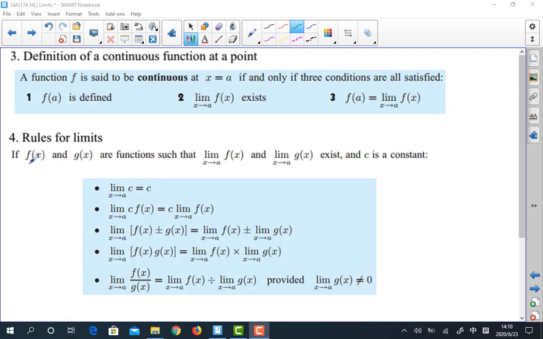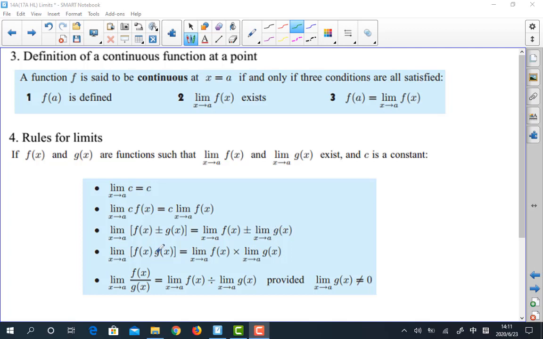Rules for limits. If there are two functions, f of x and g of x, such that the limit of f of x and the limit of g of x both exist when x approaches a, and c is a constant, then the limit of a constant is a constant. The limit of c times a function, you can take the c out, equals c times the limit of this function. The limit of the sum and the difference of two functions equals the sum and the difference of the limits of these two functions.